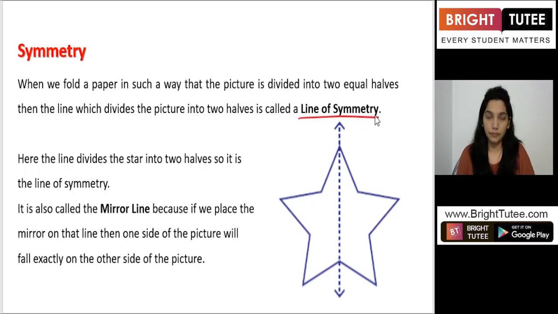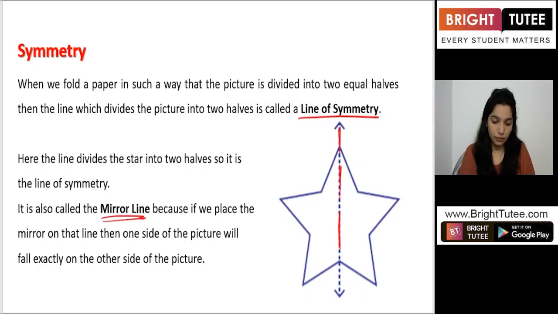I hope this is clear. Now, here the line divides this particular star into two halves. So, what do we call this line? This particular line is called the line of symmetry. Okay, it is also called the mirror line. Why a mirror line? Because if we place a mirror on this particular line, what will you observe? You will observe that exactly the same thing is seen on the other half as well. Okay, so it says that if we place the mirror on that line, then one side of the picture will fall exactly on the other side of the picture.